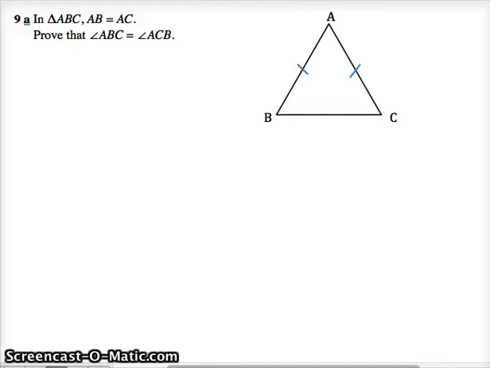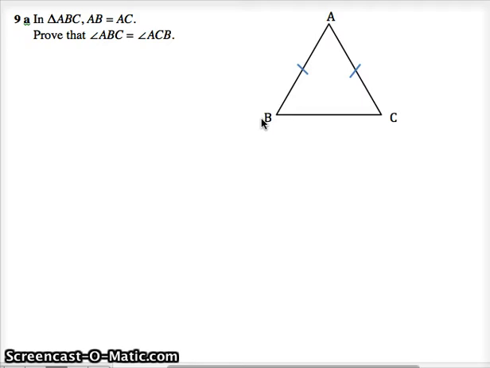Okay, we're now looking at question 9 in exercise 14.6. The only information we are given in this question is that we have triangle ABC, and we are told that AB equals AC, and we have to prove that angle ABC equals angle ACB. In other words, we have to prove that the base angles of an isosceles triangle are equal. You can't just say that they're base angles and that they're equal. You actually have to prove it.